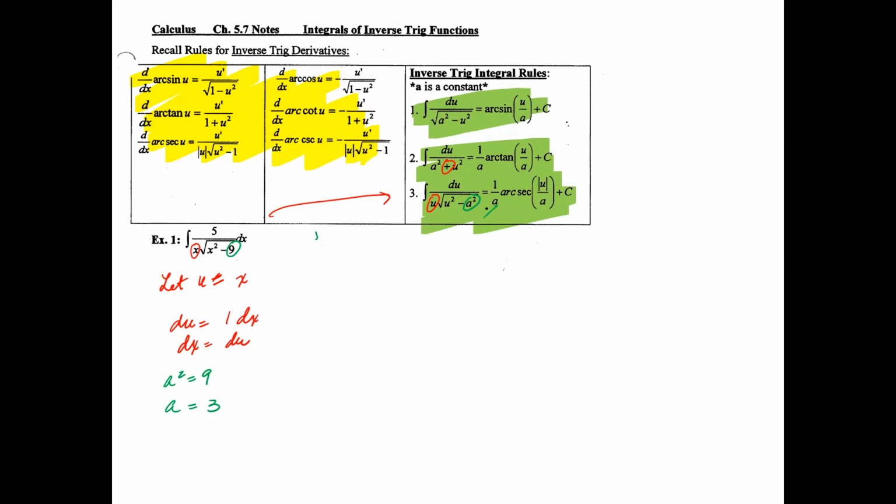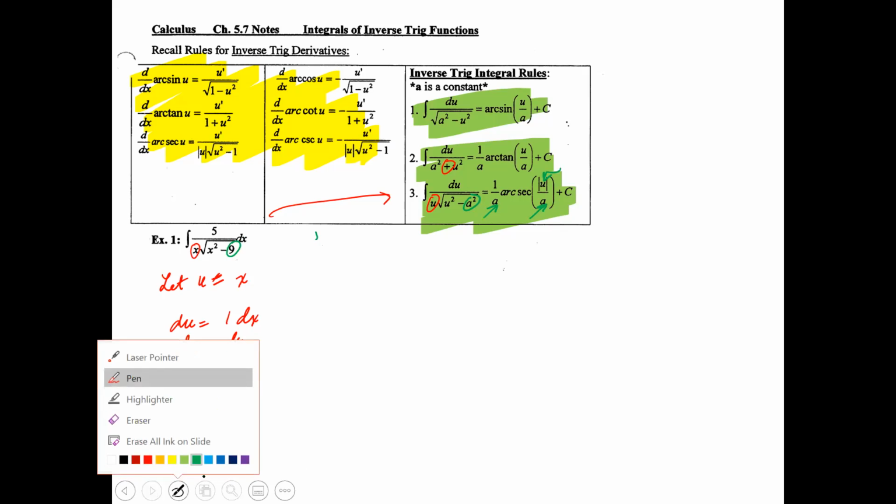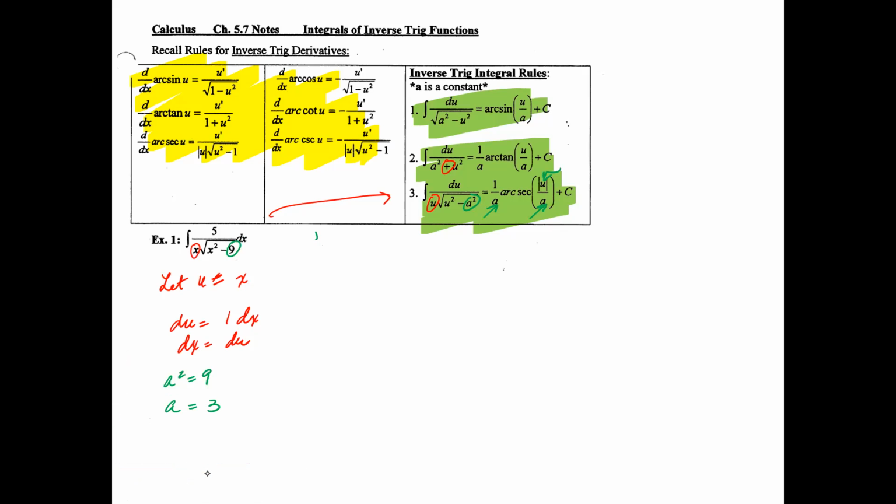And you want that because notice that you have a here, and u here. So we would need to have that piece as well. So let's go ahead and rewrite that. Integral of 5 over u square root u squared minus a squared is going to be the same thing as, if I put the 5 on the outside of this, 1 over a, which is the same thing as 1 over 3, arcsecant u, which is x, over a, which is 3, plus c.